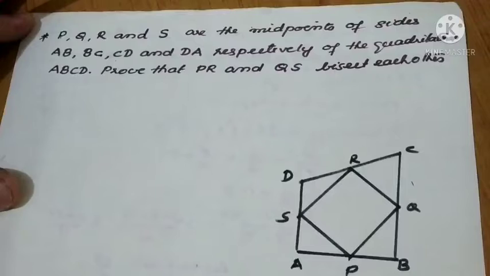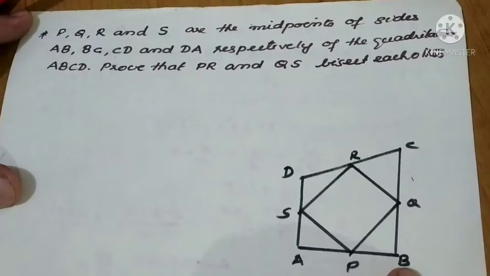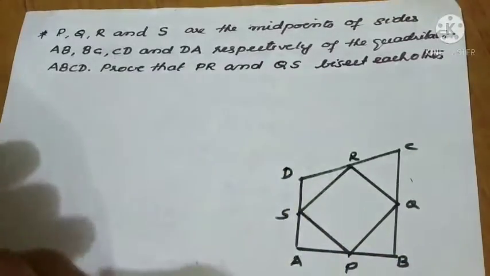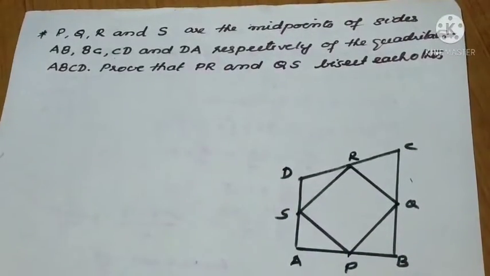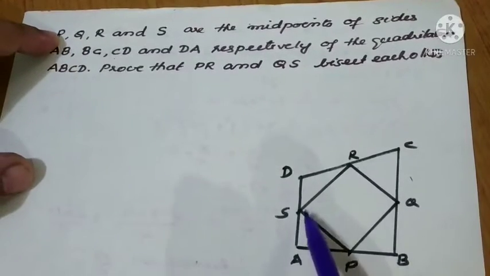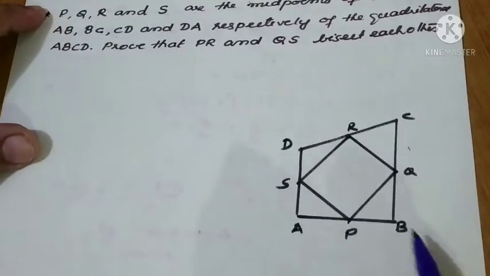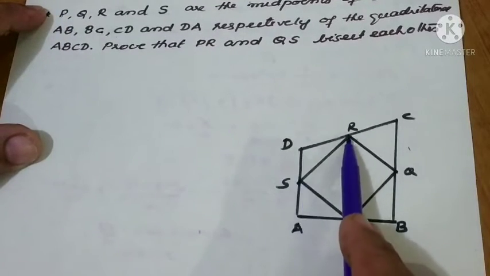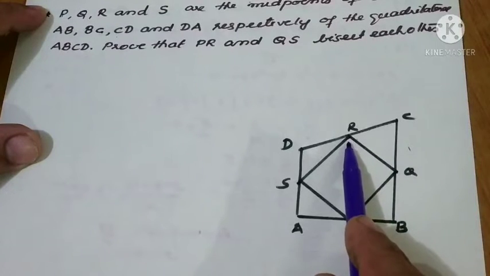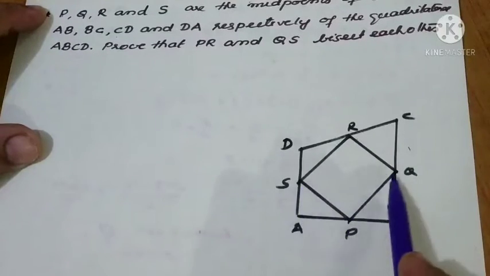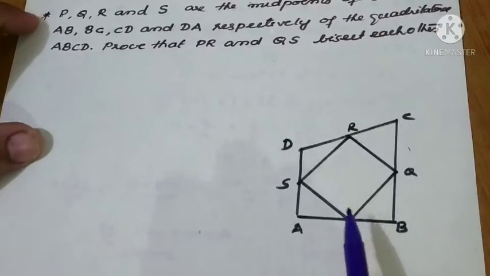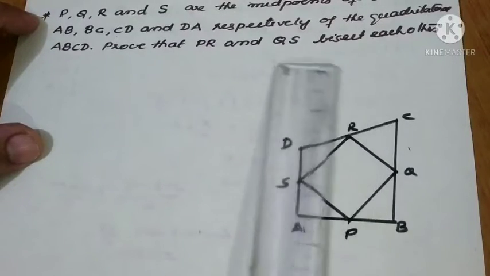PQRS is the quadrilateral. The figure is not given, so we have to draw it. ABCD is the quadrilateral, in which P is the midpoint of AB, Q is the midpoint of BC, R is the midpoint of CD and S is the midpoint of AD. Now we have to prove that the diagonals PR and QS bisect each other. So we have to join PR and QS.